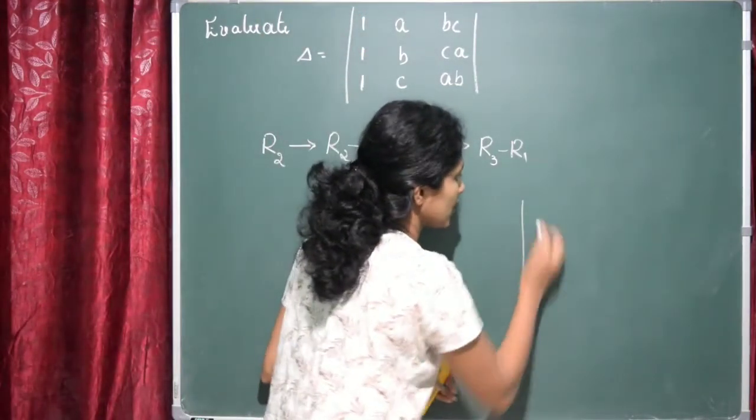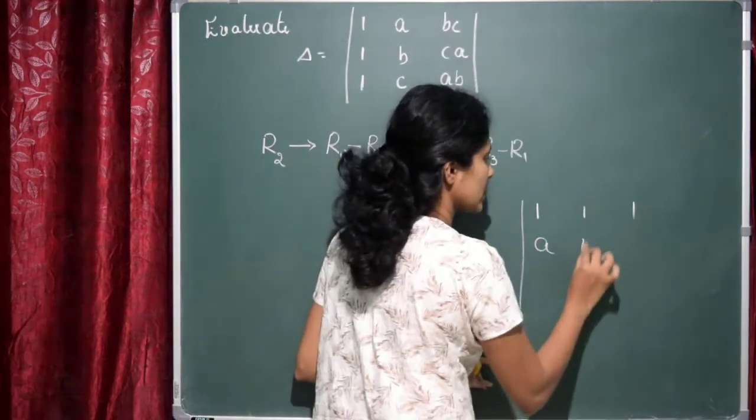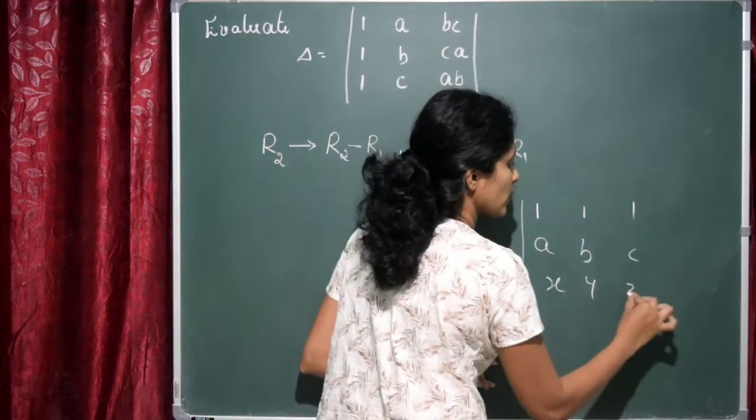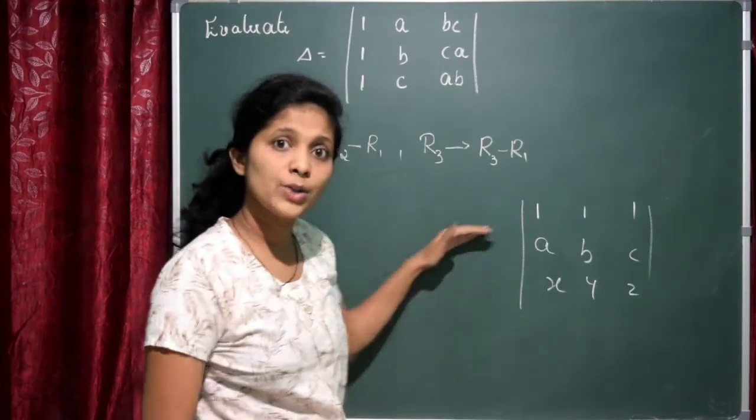So if it is like this, 1, 1, 1, here something is there, a, b, c, and here x, y, z is there. Now here one row is 1, right?